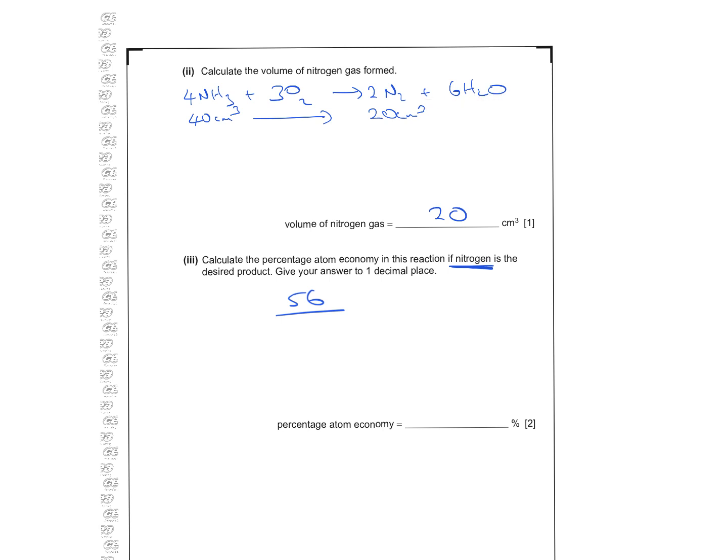Again, remembering to include the balancing number. So again, we have 2 times 28, so we've worked that out to be 56, plus 6 18s. So when you add those together, that gives 164. We want this as a percentage, times it by 100, and that is 34.1%.